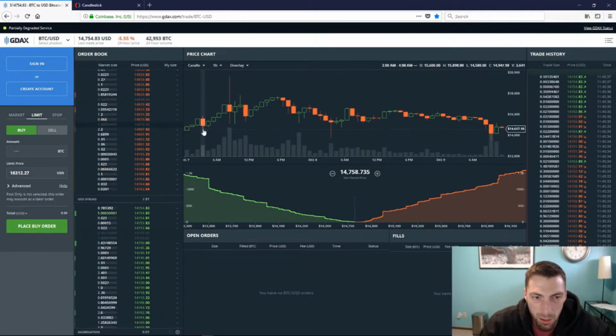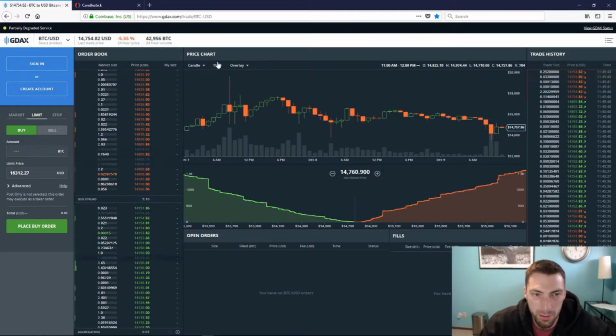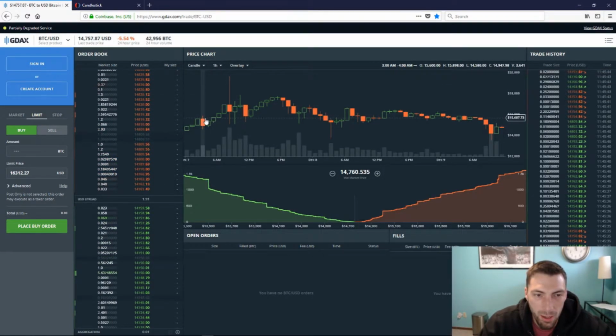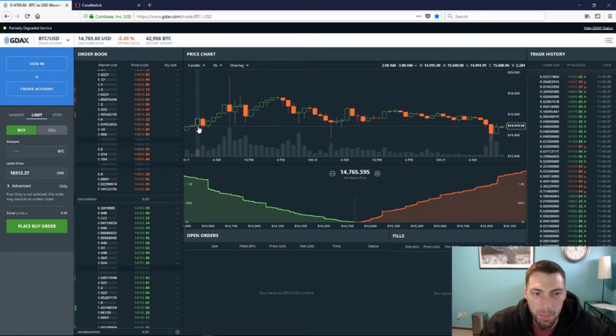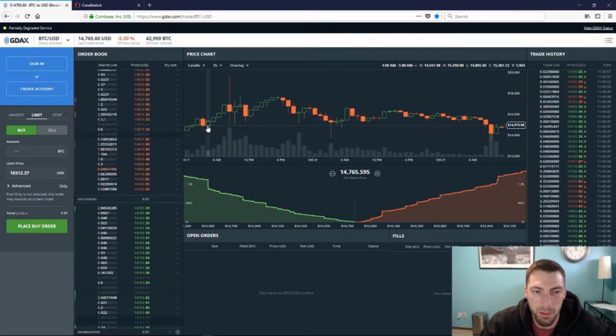So the solid represents where the price was at the beginning of the hour, because it's in a 1 hour time. At the beginning of the hour, the price was lower and it ended higher. And that's what the solid represents. It's where it starts and ends at the hour. It started here, ended here, started here, ended here, started here, ended here.